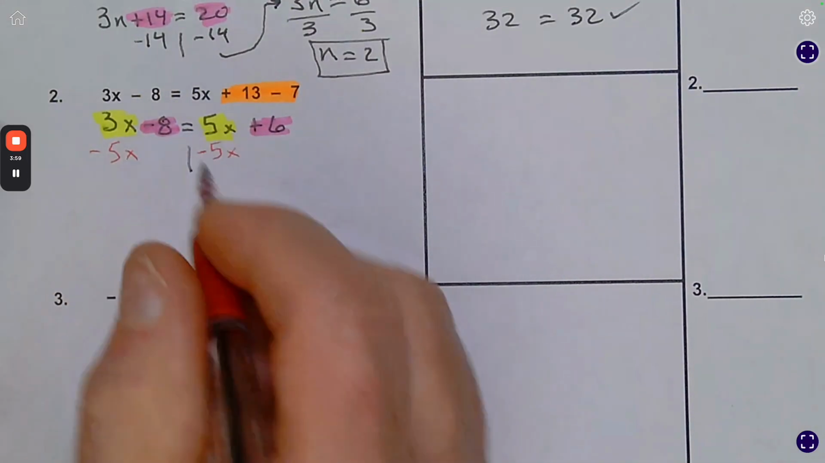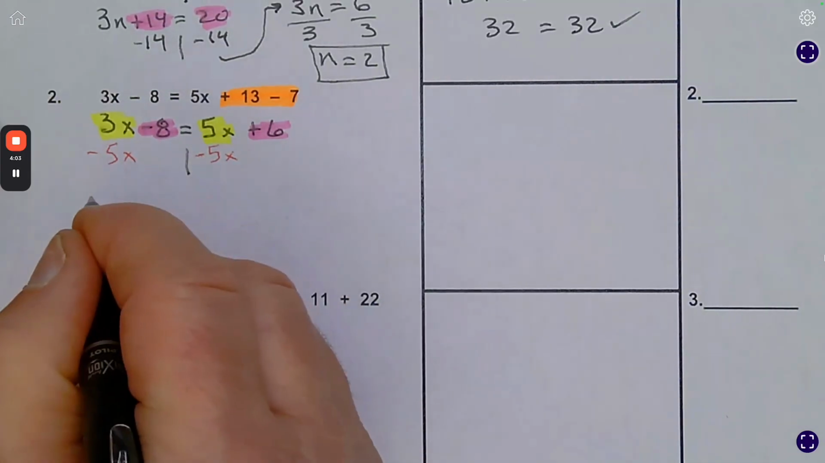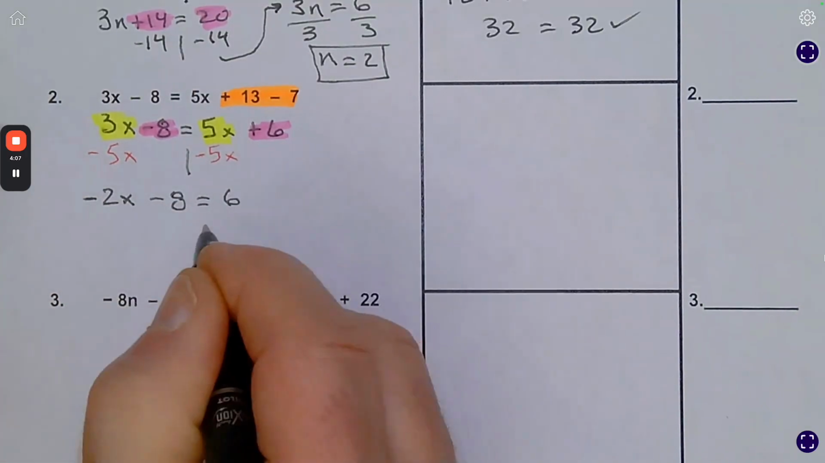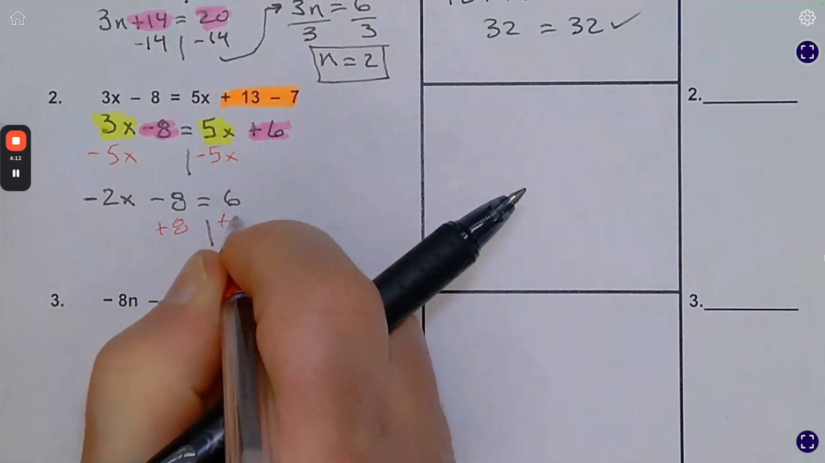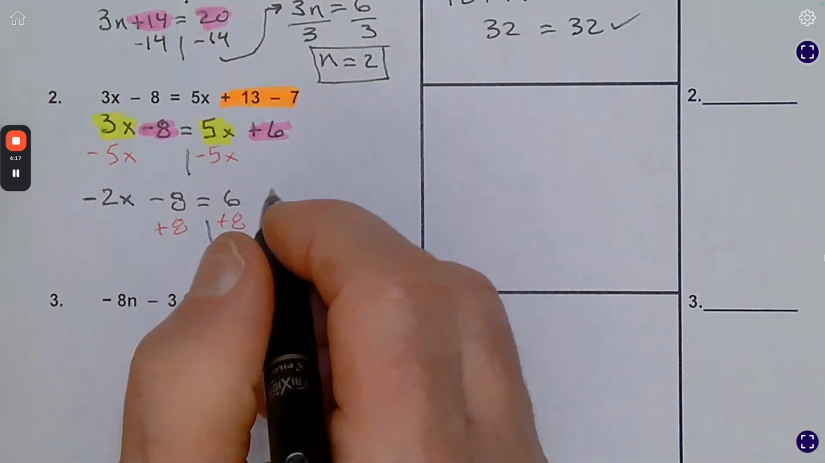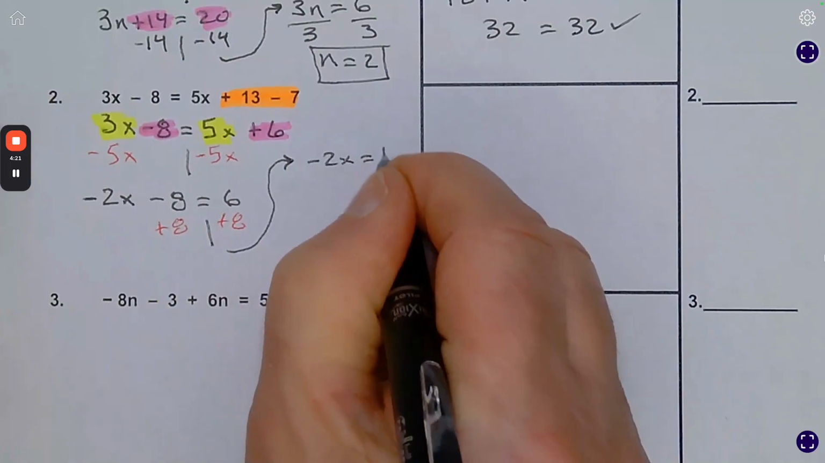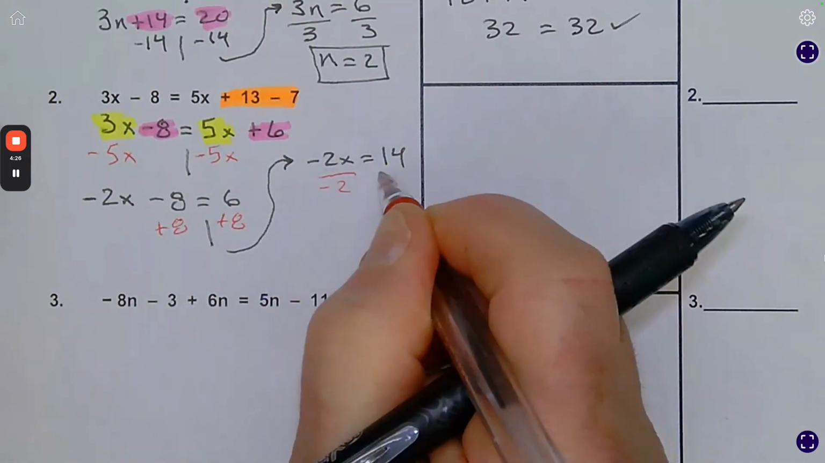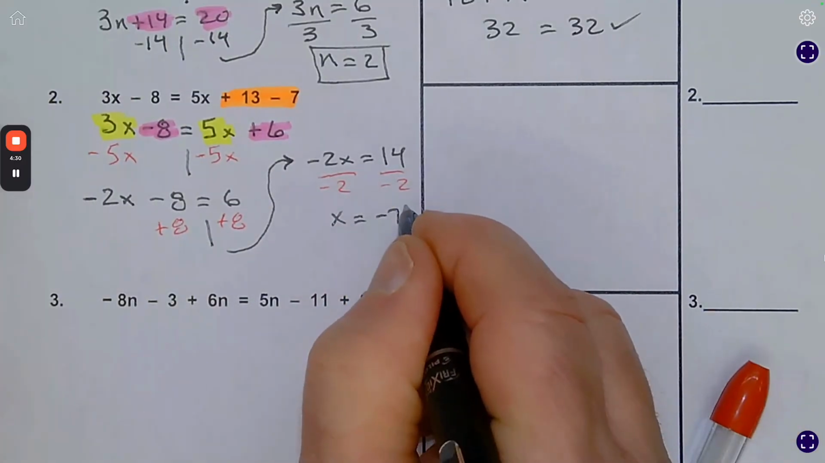So 3 minus 5 is negative 2. Good, good, good. Negative 2. And don't forget you have a variable of x. Minus 8 equals 6. All right, inverse operation. Plus 8, plus 8. So I have negative 2x equals 14. And then I'm going to divide by negative 2. Divide by negative 2. And I get x equals negative 7.